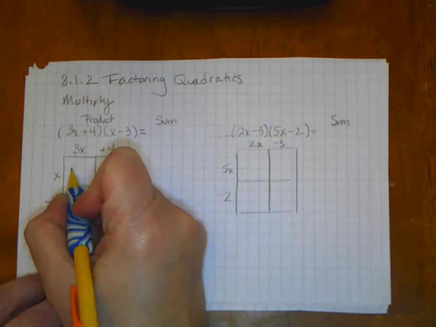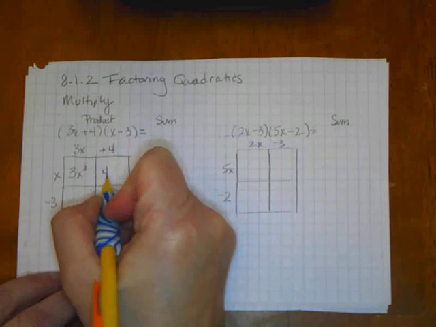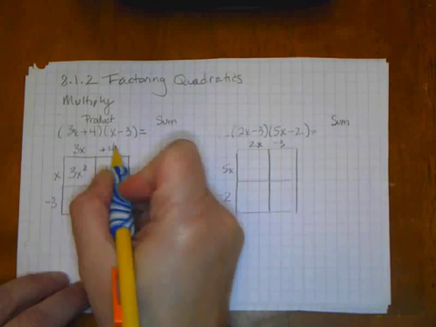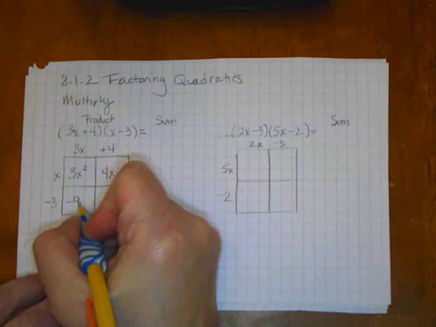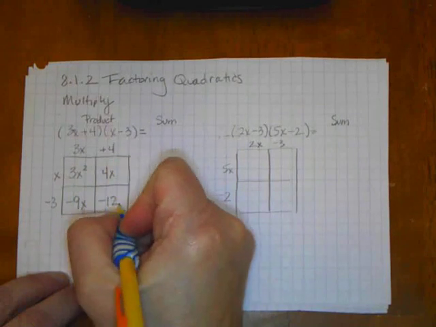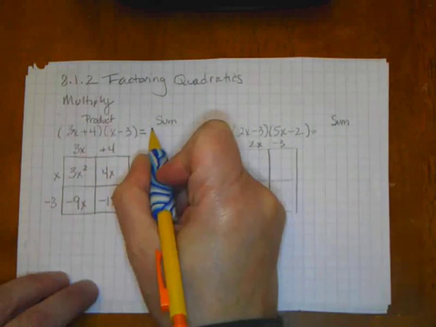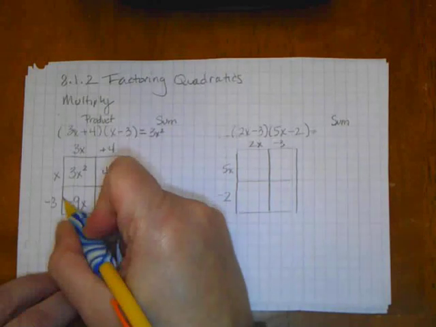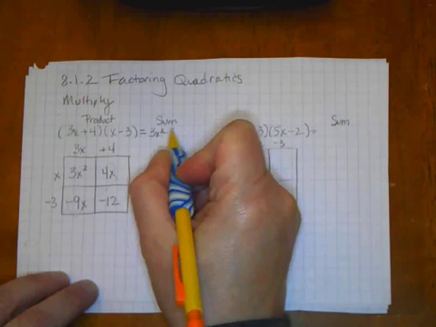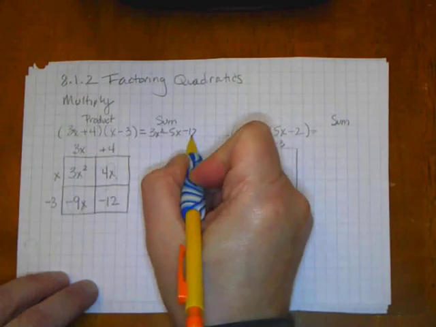Okay, so now that you've had a chance to multiply, let's see what we should have had. So we would have a 3x squared here, we'd have a 4x, we'd have a negative 9x, and here we'd have a negative 12. So for our sum, we would write 3x squared, and we would combine these together, minus 5x, and then minus 12.